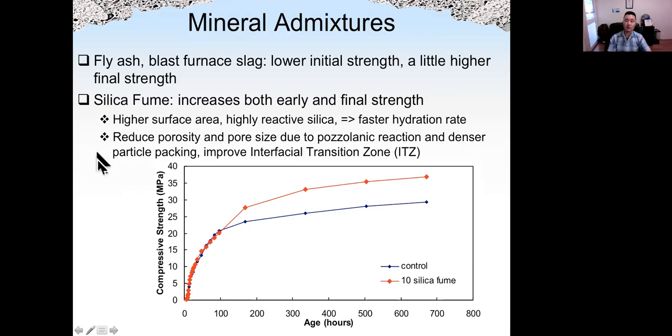Mineral admixtures, we know pozzolanic reaction. When fly ash or slag are used, the reaction will be slow. So initial strength will be lower, but the final strength will be higher. For silica fume, because silica fume is very small and also very, very reactive, the early strength will not be reduced as in the case of fly ash and slag.